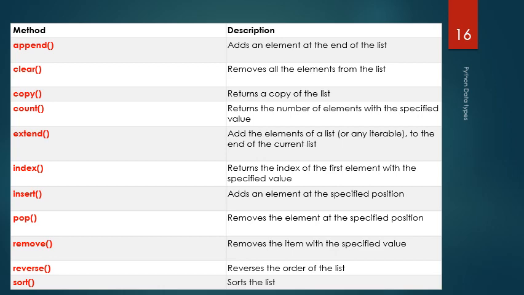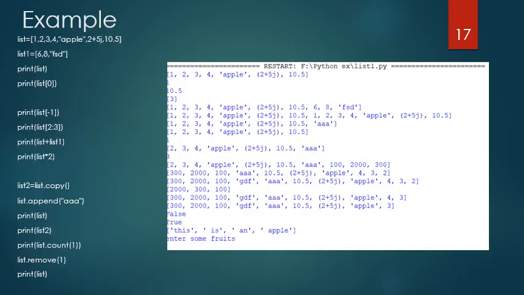Insert adds an element at the specified position. Pop removes the element at the specified position. Remove removes the item with the specified value. The difference between pop and remove is that pop uses location, whereas remove uses value to remove the item. Reverse reverses the order of the list. Sort sorts the elements in a list. We can see an example using a few of the methods.